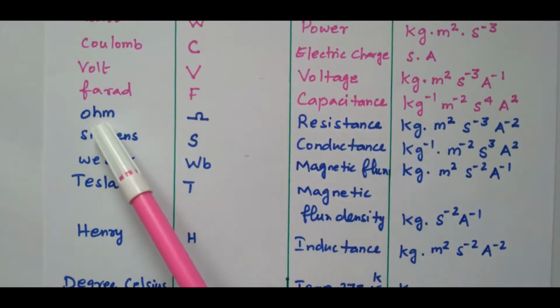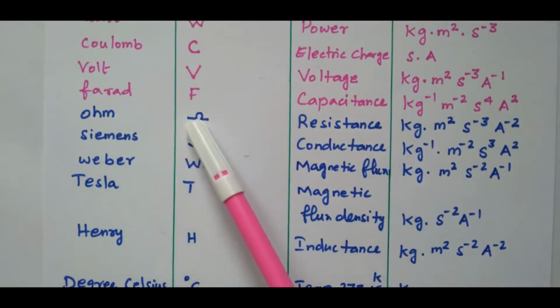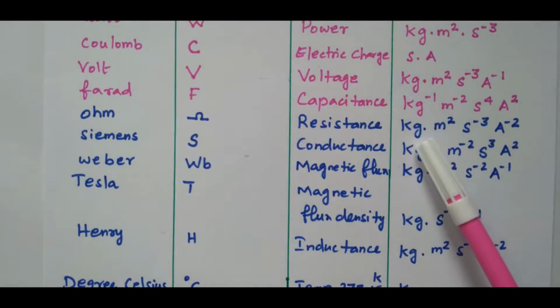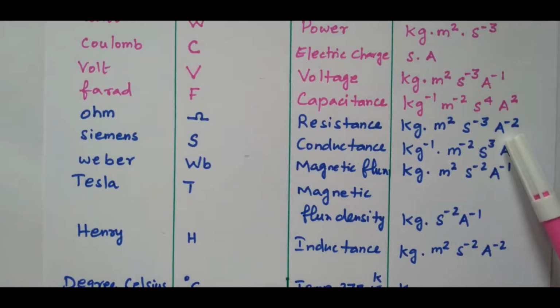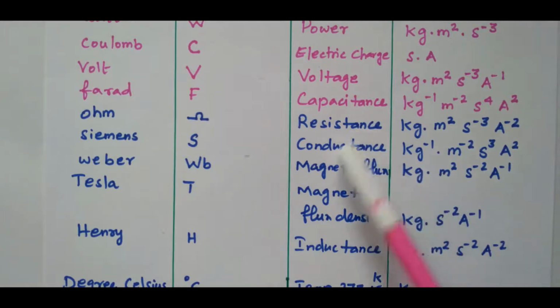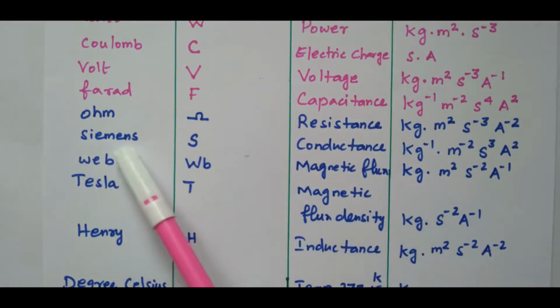Resistance, the unit is ohm. The symbol is this symbol. What is the base unit? kg·m² s⁻³ A⁻² for resistance. Similarly, conductance. Resistance and conductance are inverses. The unit for conductance is Siemens.